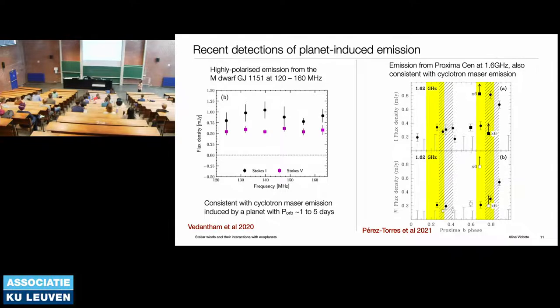So this is an M dwarf. The emission is highly polarized. What we think is that this emission is consistent with a planet with a 1 to 5 day orbit. But again, there is no confirmed planet in the system, so it could be, it could not be. Another one is around Proxima Centauri. Now we know that there is a planet in the system, and the authors argue that they see extra emission when the planet is at quadrature. So these are potential detections of this planet-induced emission.